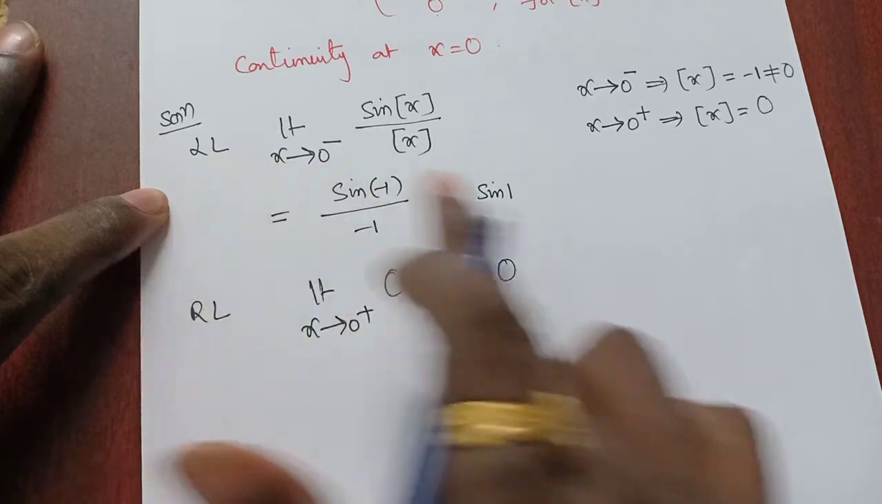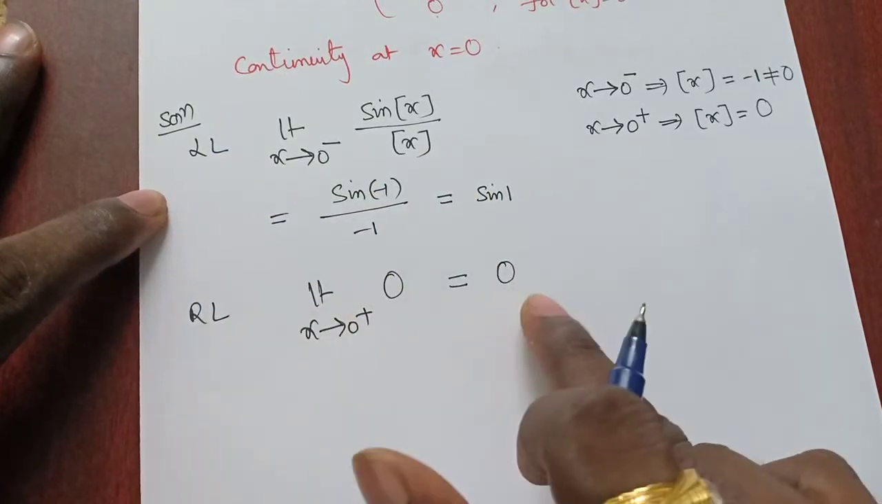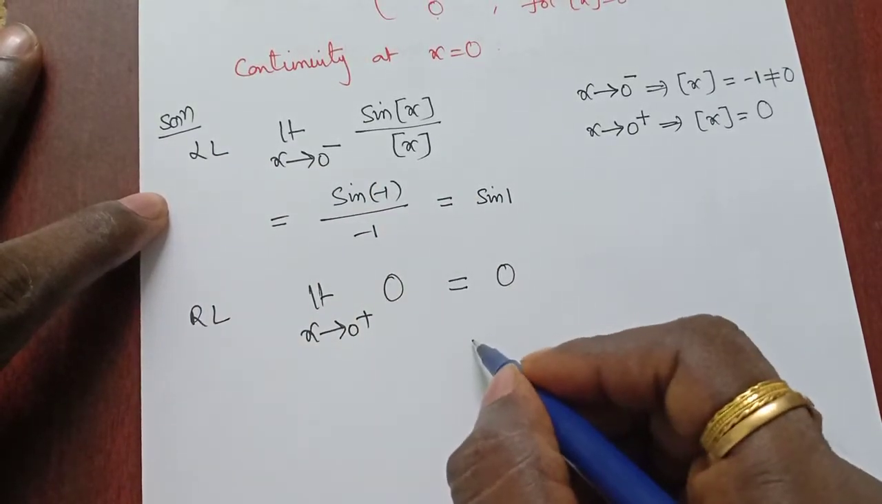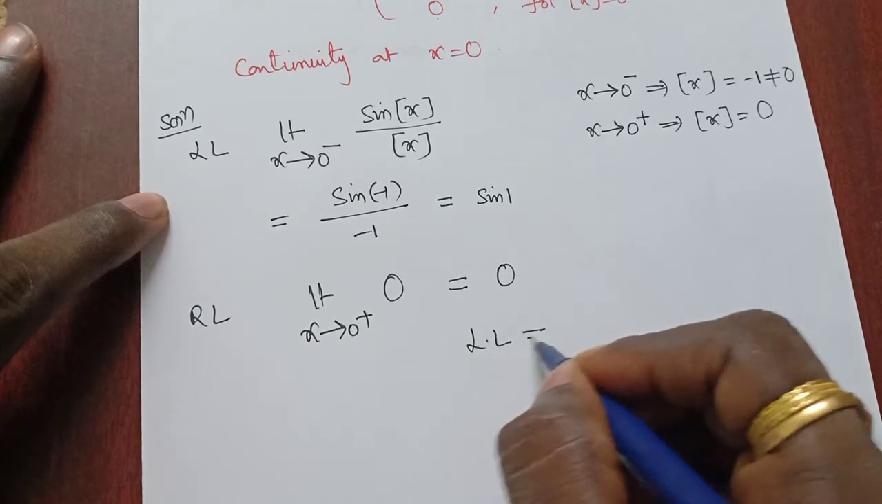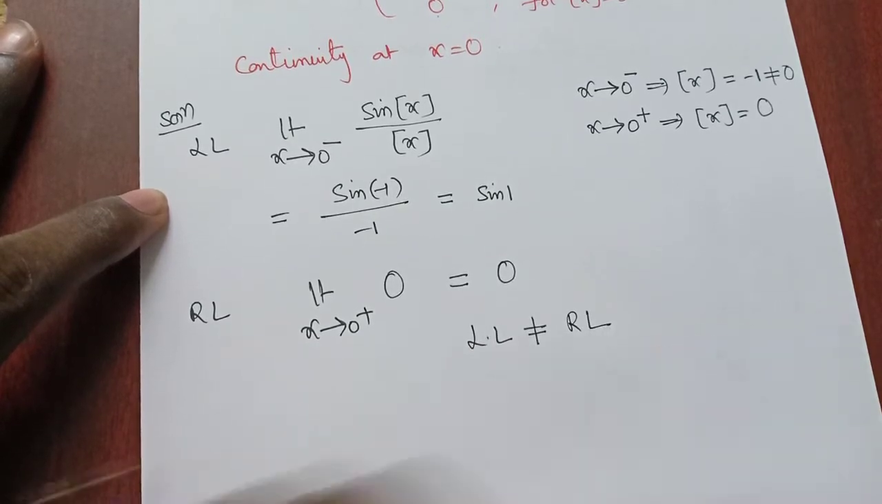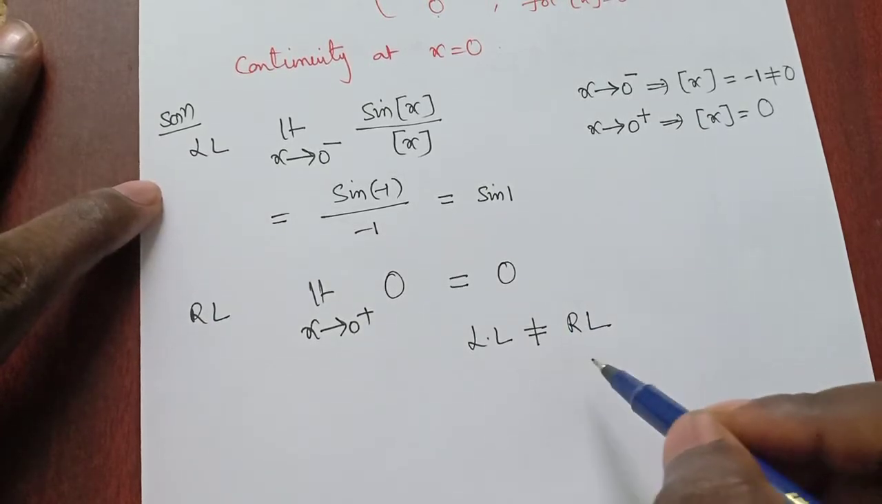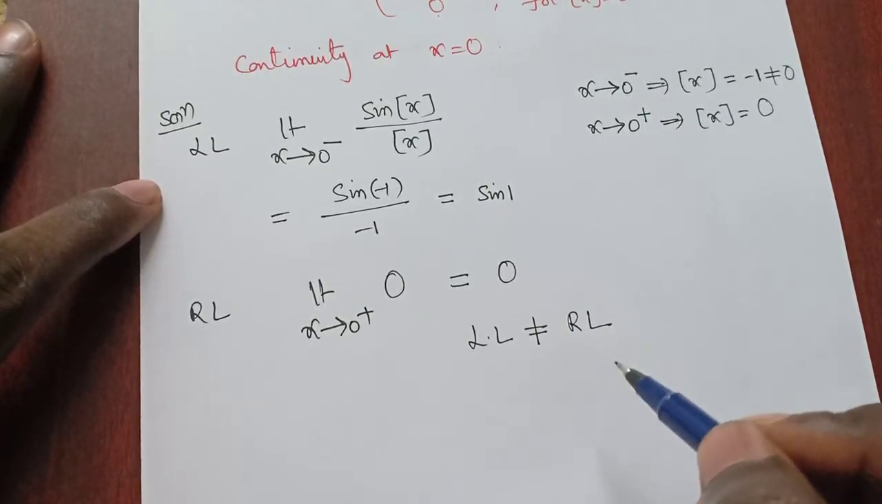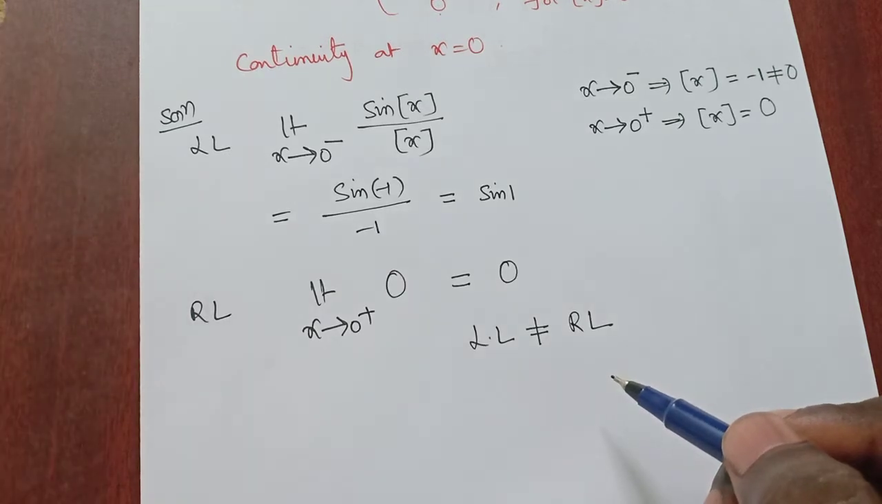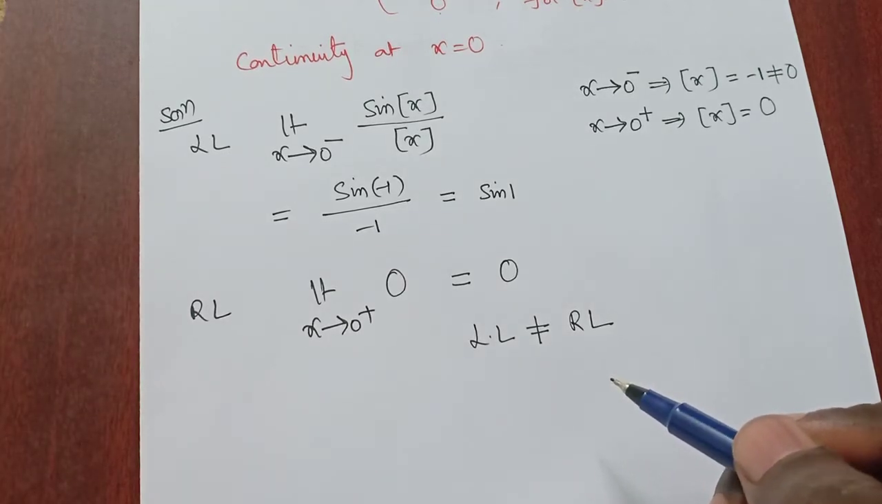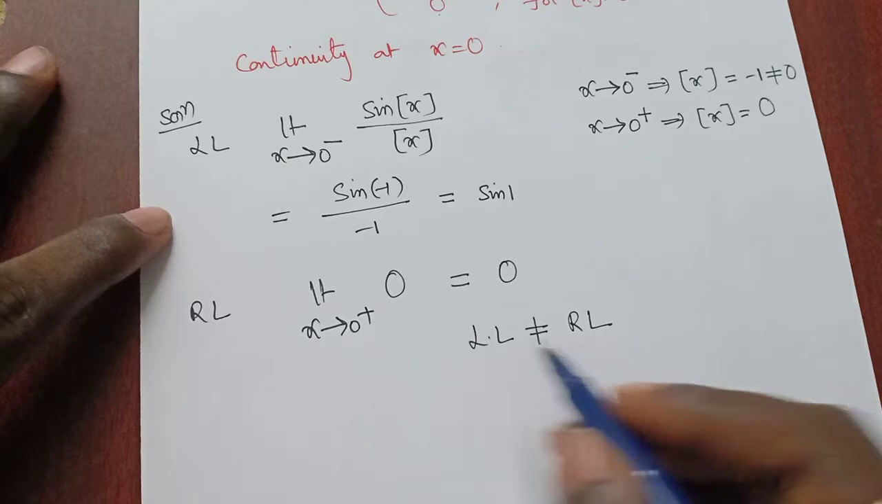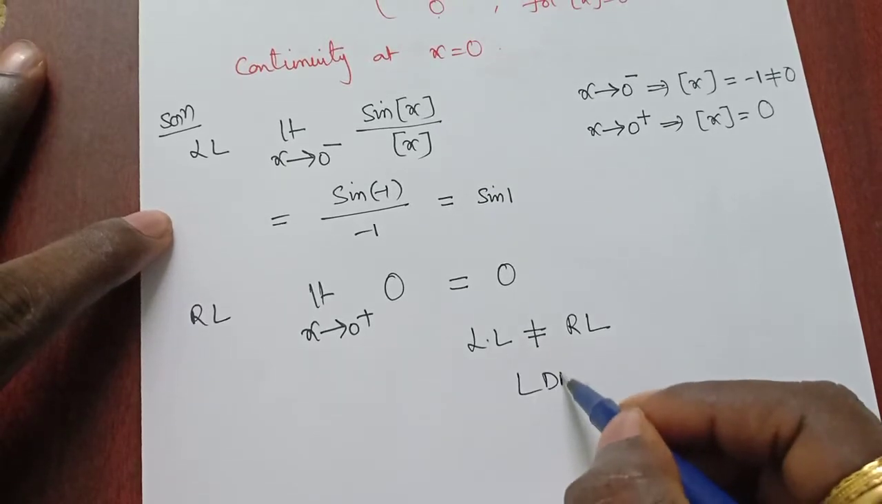Now what is the left hand limit? Sin 1. What is the right hand limit? That is 0. So here clearly the left hand limit is not equal to the right hand limit. That means the limit does not exist. It is a discontinuity. What type of discontinuity? Non-removable discontinuity. Why? Because here the limit does not exist.